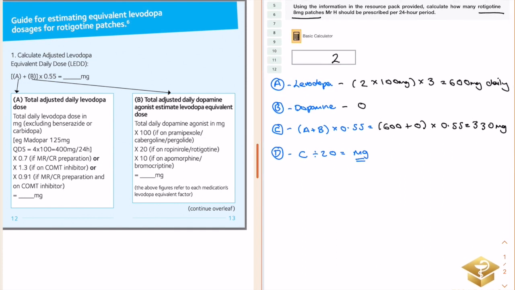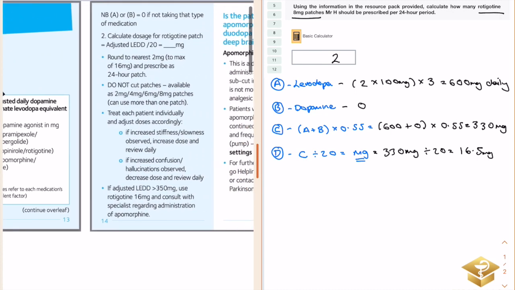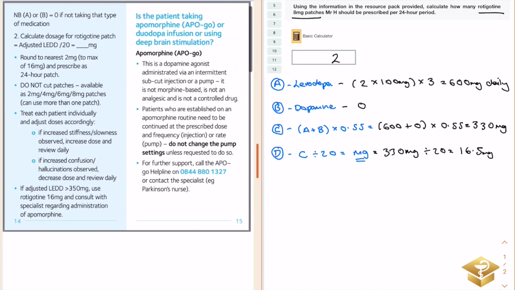Now, in part D, over here, we take our answer from C. So we take 330 milligrams and we divide it by 20 to get our number of milligrams that the patient needs per day, which is 16.5 milligrams. Now, looking at the resource pack, it tells us that once we've calculated our number of milligrams dosage that the patient needs for the rotigotine patch, it says round it to the nearest 2 milligrams. And the maximum that the patient can take is 16 milligrams.